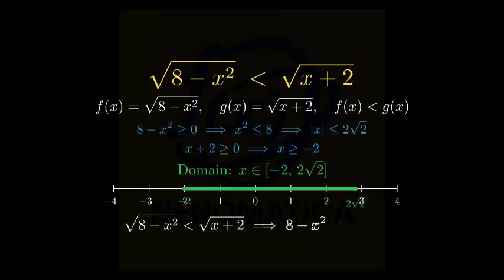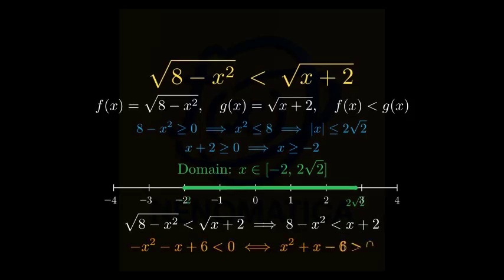Step 2. Since both sides are non-negative on the domain, we can square the inequality without changing its sense. That gives 8 minus x squared less than x plus 2. Moving all terms to one side produces minus x squared minus x plus 6 less than 0. Multiply by negative 1 to get x squared plus x minus 6 greater than 0.